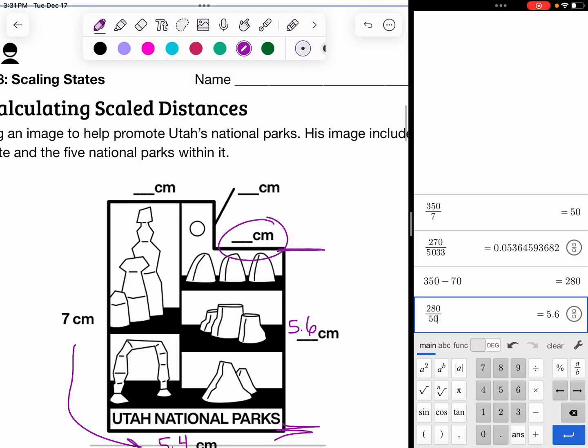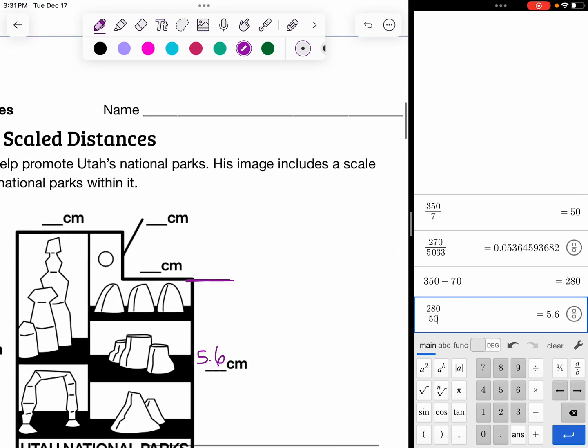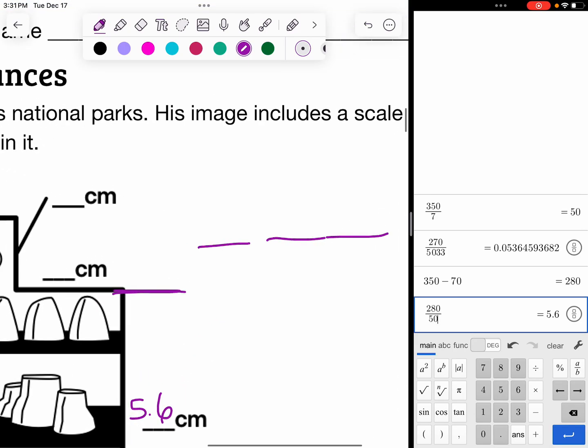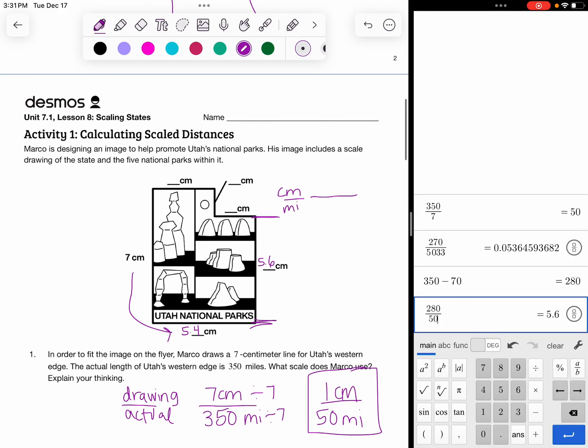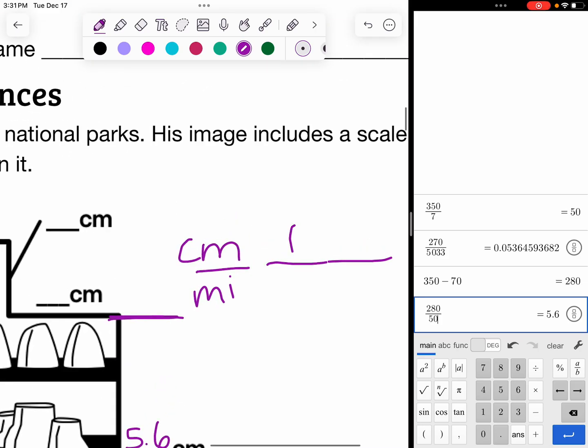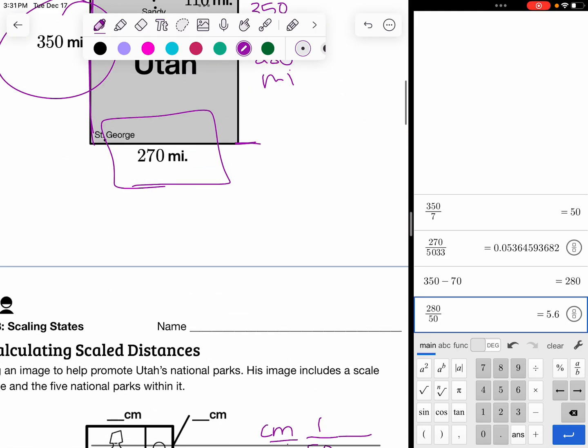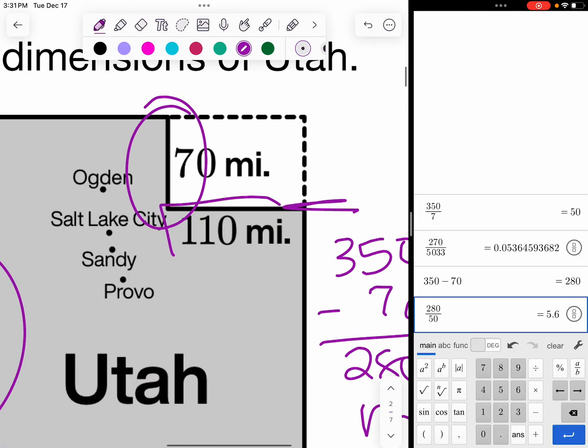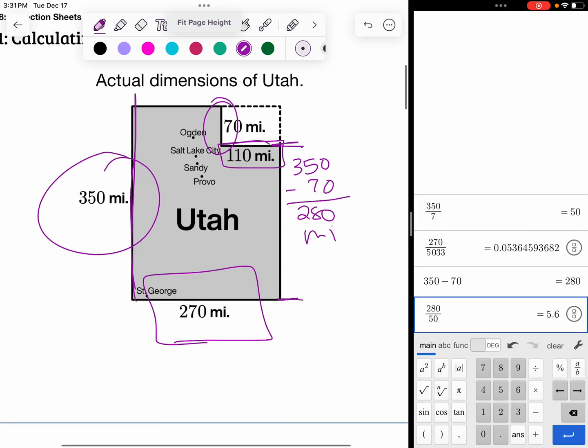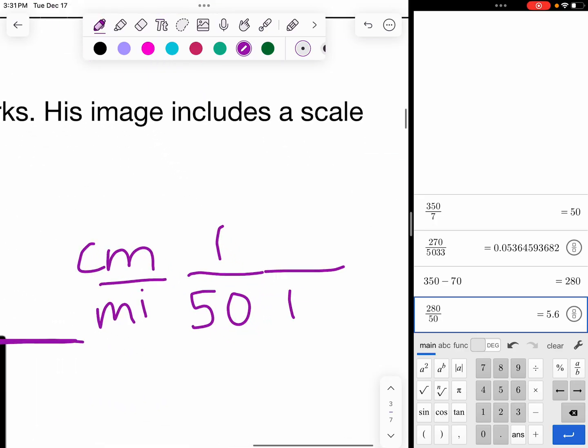Okay, now let's do this little part here. We're going to set up our butterfly for it. We're still talking centimeters and miles. And then we still use our scale, which was 1 centimeter to 50 miles. And now we have to go look at our top picture, and it was 110 miles. So that would go on the bottom of our butterfly.